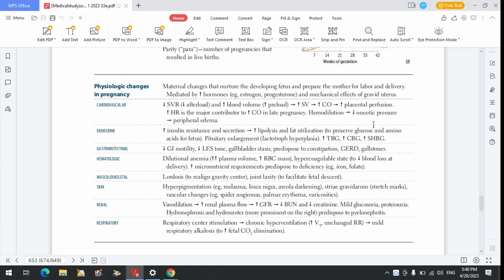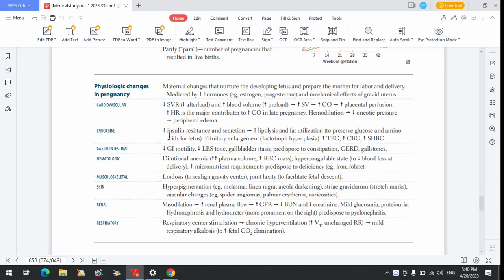So it will be more than oncotic pressure, and there will be peripheral edema. The reason there's peripheral edema in pregnant people is hemodilution of the protein, causing a reduction in the oncotic pressure, bringing about peripheral edema. So three things that we need to know: an increase in blood volume and a reduction in the systemic vascular resistance bring about an increase in the cardiac output.